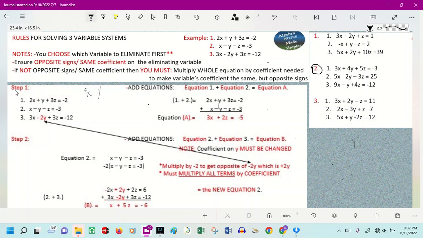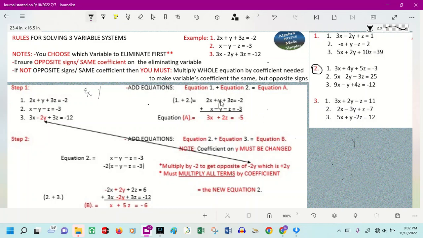With that being said, our step one is to add equation 1 and equation 2 together to get equation A. So let's add equation 1 and equation 2 together. We do that by adding 2x plus y plus 3z equals negative 2, with equation 2, which is x minus y minus z equals negative 3.